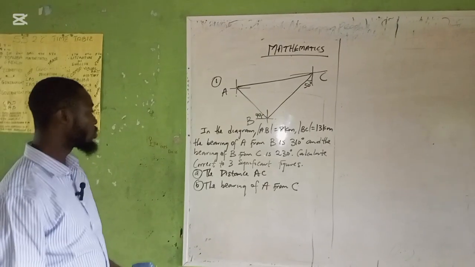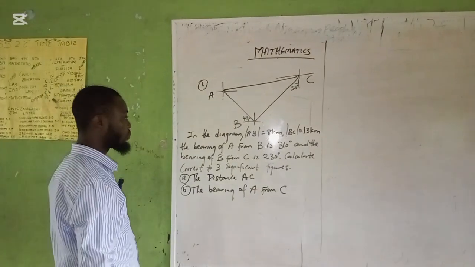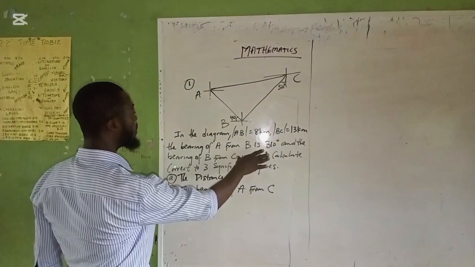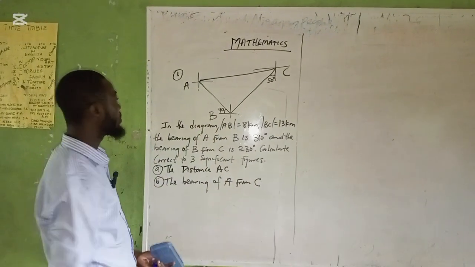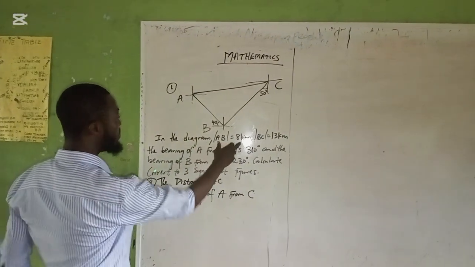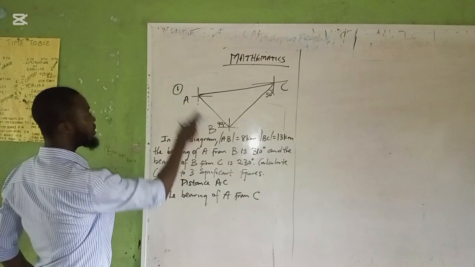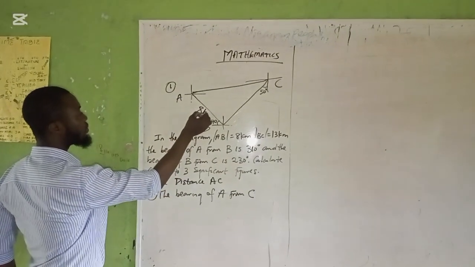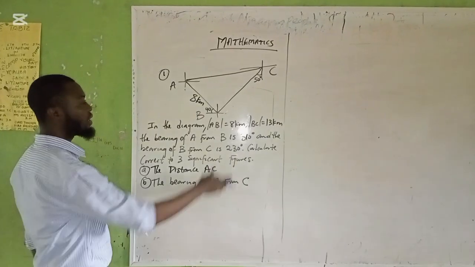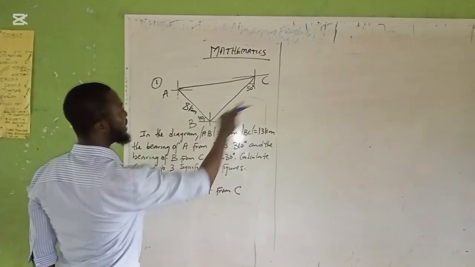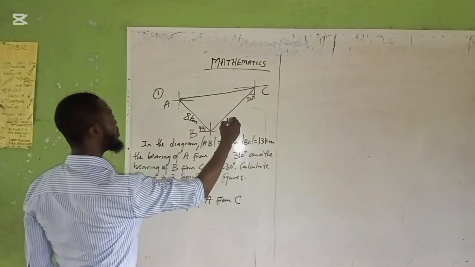Now, what you just need to do is represent all the values given here in this diagram. It says line AB is 8 kilometers, that is the distance between A and B. And the distance between B and C, you have it as 13 kilometers.